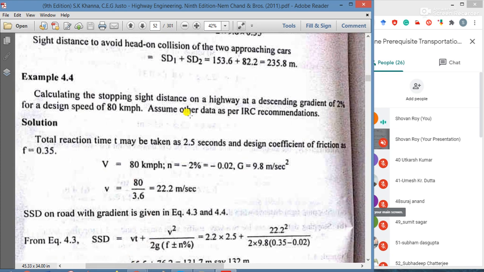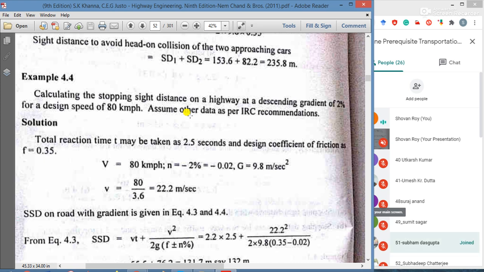Calculation of stopping sight distance in slope. Calculate the stopping sight distance on a highway at a descending gradient of 2% for a design speed of 80 km per hour. Assume other data as per IRC recommendations. So we have to calculate the stopping sight distance on a highway with a descending gradient of 2%. Descending gradient means negative.